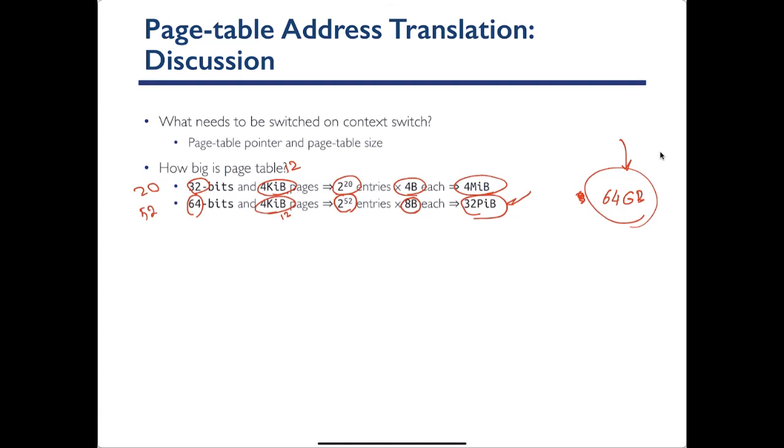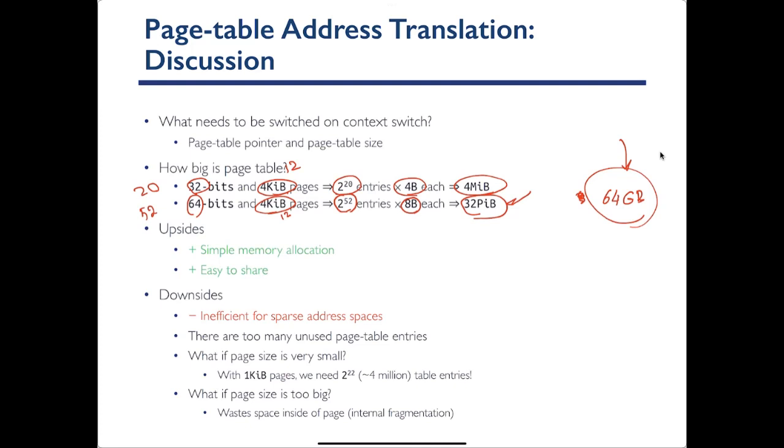Okay, so what are the upsides of page tables? Well, it's simple. It simplifies memory allocation, right? It's very easy to share memory, as we saw, between different processes. The downsides, the main downside, is the space. So it requires a lot of space, as we just saw in this example.